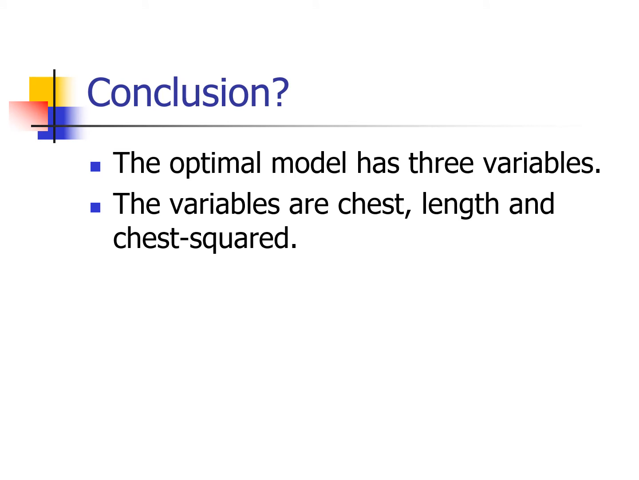So there's a summary of the conclusion we just stated. The optimal model has 3 variables. Those variables are chest, length, and chest squared. All right, and 1 out of 4 model building approaches done. Check.